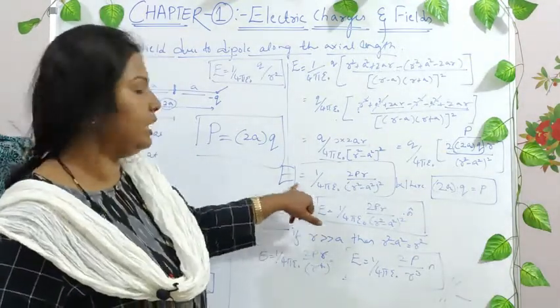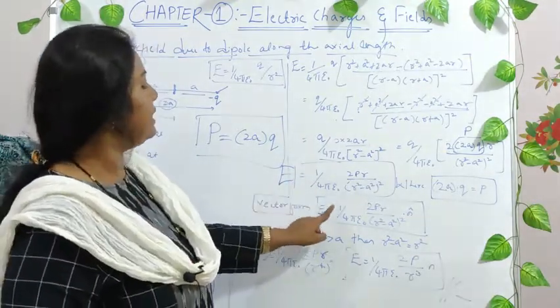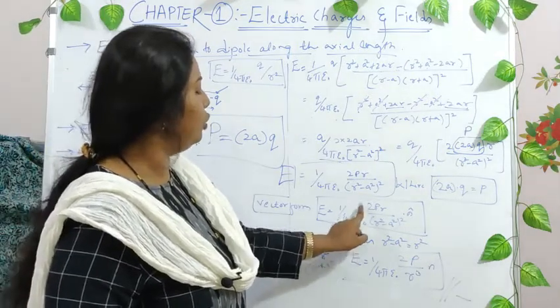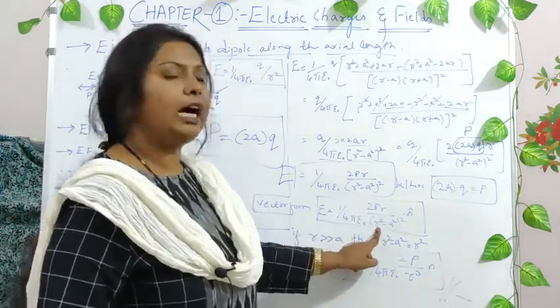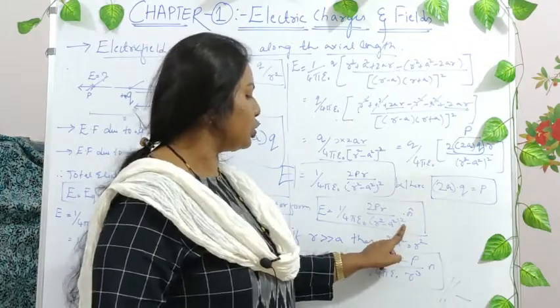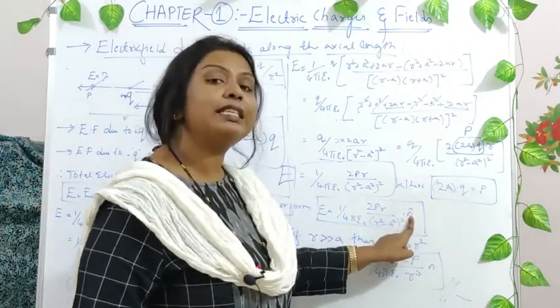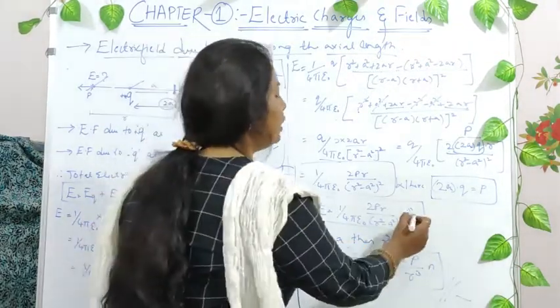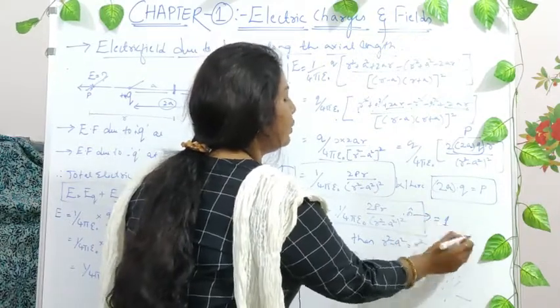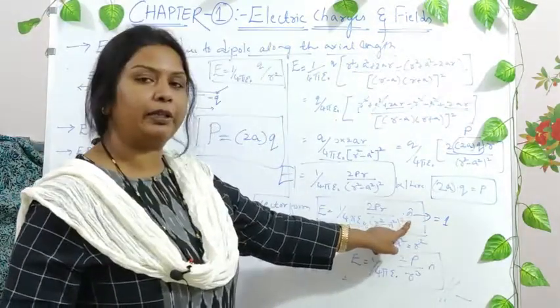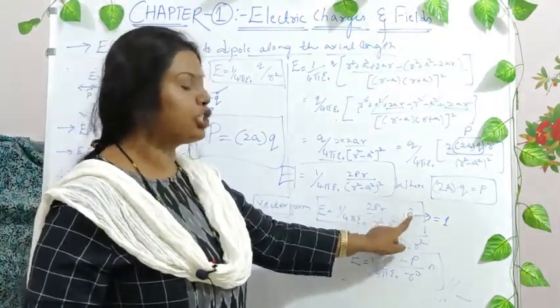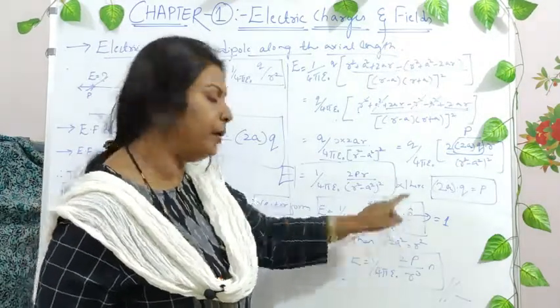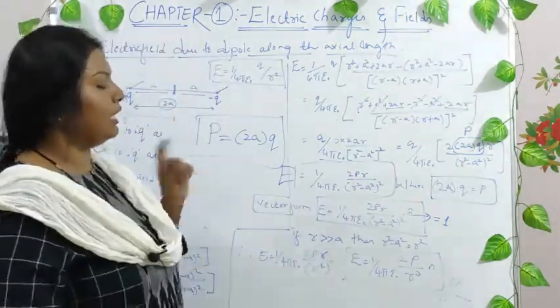When you want to write it in the vector form, the same thing again. E is equal to 1 by 4 pi epsilon naught 2PR divided by R square minus A square whole square into N. What is this N? This is a unit positive directional vector whose value is 1. This is the direction vector. This shows you the direction of the electric field at any point. Right? Next, now we have a condition.